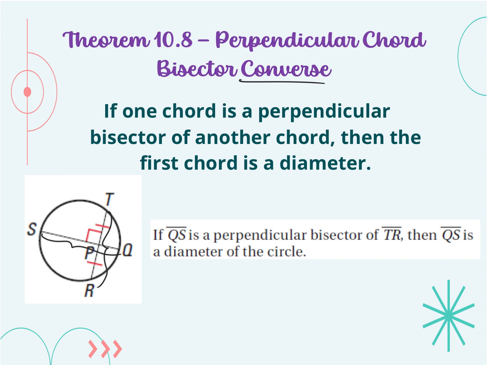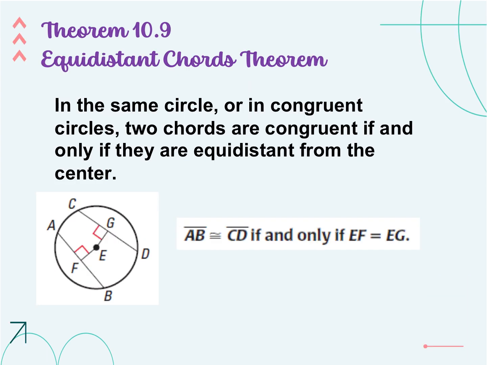So if you have a chord, which is what we're using right now, and you have a segment that perpendicularly bisects it, that is the diameter. So before we went from, we have the diameter, here's the chord, now we have the chord, so it's half the diameter. So we have theorem 10.9, equidistant chord theorems.